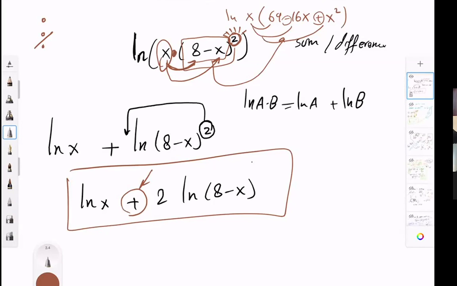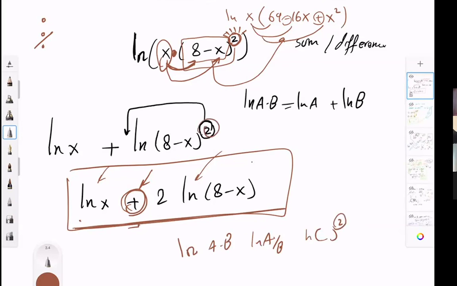The question didn't ask you to get rid of the ln. They ask you to write it in terms of addition or subtraction, and they said your answer should not have any logarithm of products, division, or exponents. So we get rid of the exponents here and we get rid of the multiplication there.